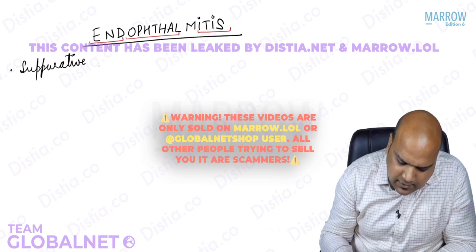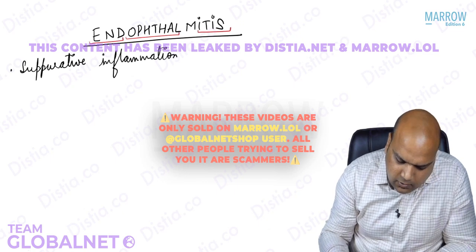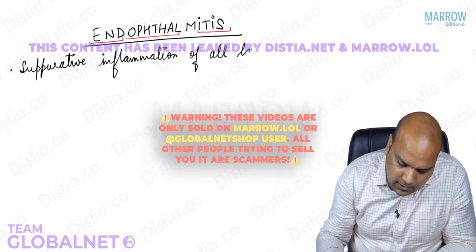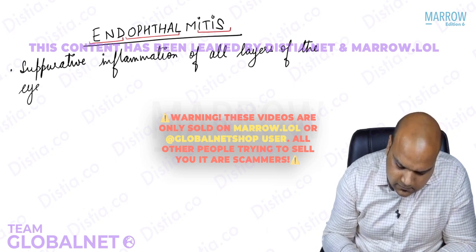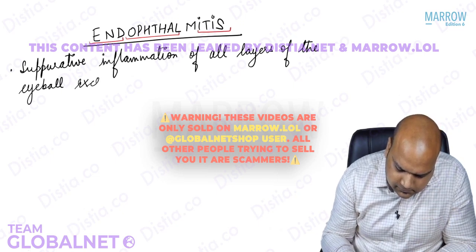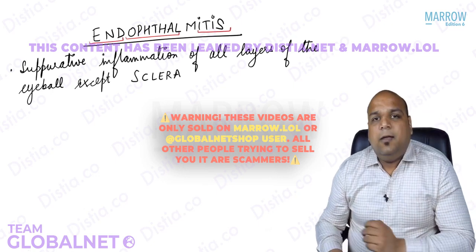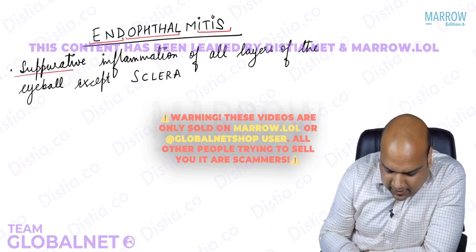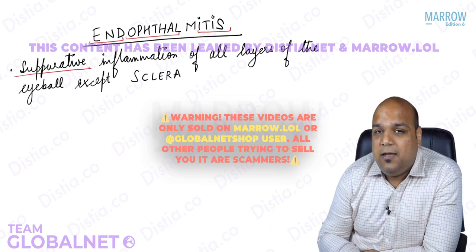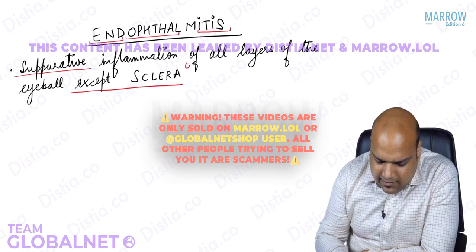Suppurative inflammation of all layers of the eyeball except sclera. So there are 2 important words in this definition. There is inflammation, but what kind of inflammation? Suppurative inflammation. It is affecting all the layers of the eyeball. Only exception is the sclera.